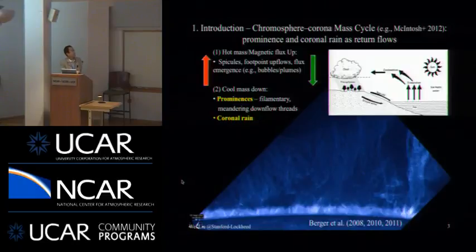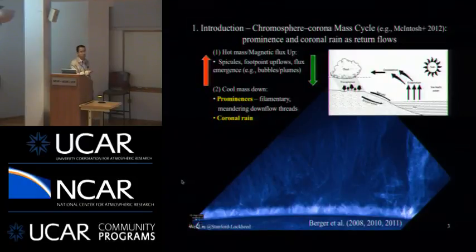So why are they important? There's a newly recognized concept called the chromosphere-corona mass cycle. Namely, hot material goes up from the chromosphere to fill the corona, and there's a cooling process that returns that cooled mass, in the forms of prominences and coronal rain, back to the chromosphere. And prominences and coronal rain are the two most important forms of this return flow.